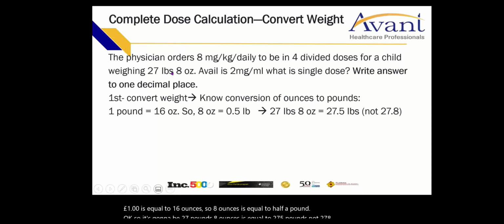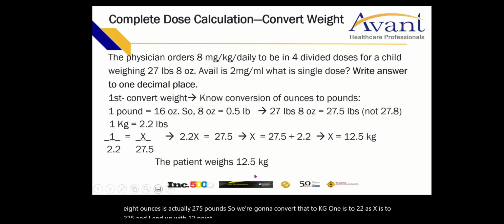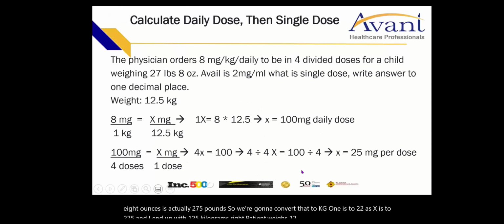This is where people typically get tripped up when they're giving you household measure in pounds and ounces. Okay, remember this is not tenths of a decimal point, right? This is a percentage of 16. So you have to figure it out from that perspective. So our 27 pounds and 8 ounces is actually 27.5 pounds. So we're going to convert that to kilograms. 1 is to 2.2 as X is to 27.5. And I end up with 12.5 kilograms, right? Patient weighs 12.5 kilograms.